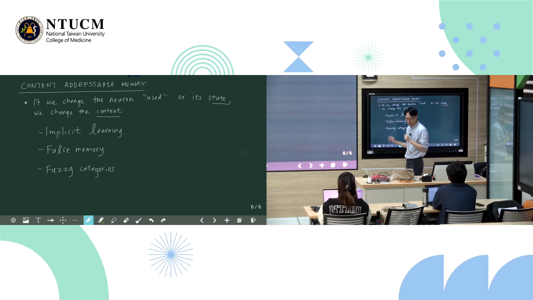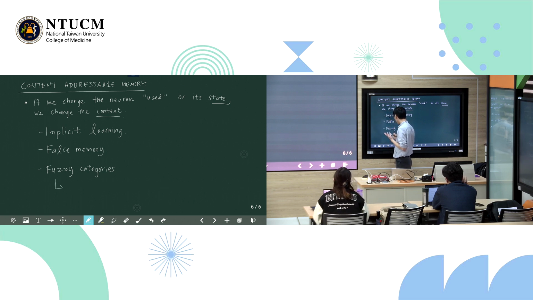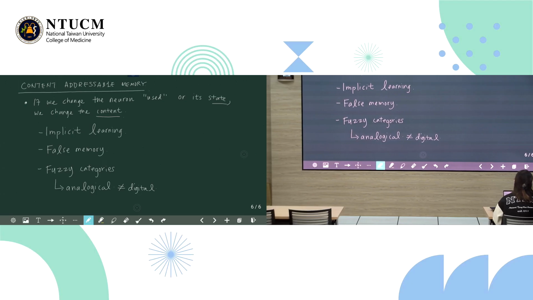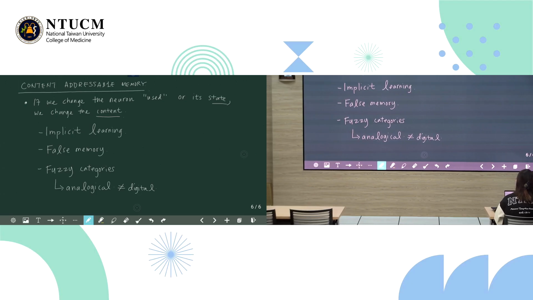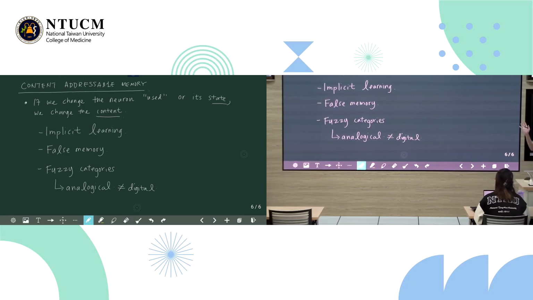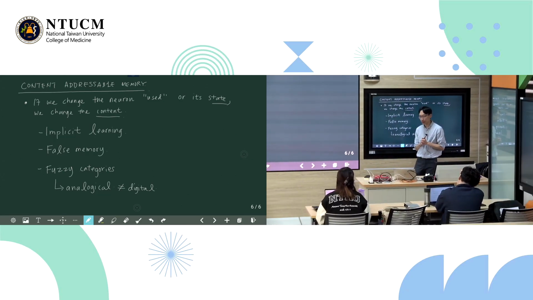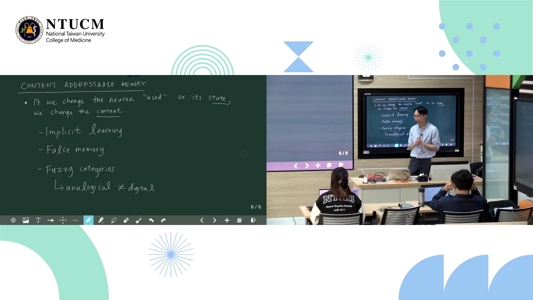So these are the features. Because it's fuzzy, this is tied to the notion that it is analogical and not digital. I think no issues there, right? So these are the very, very key differences between content and index memories.